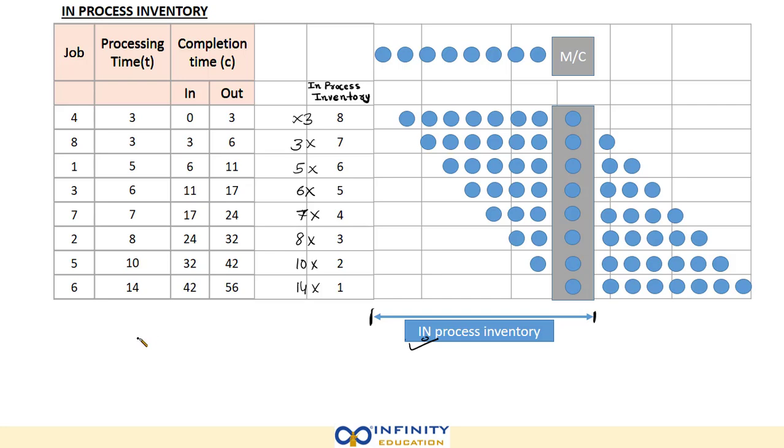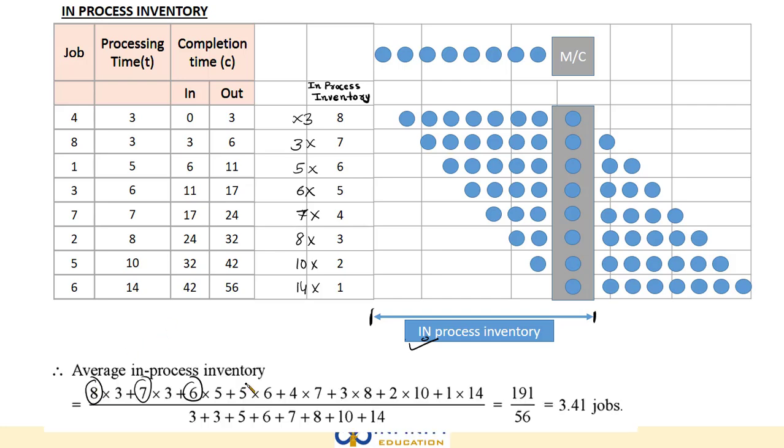Right? So how is the in-process inventory calculated? As you can see, these 8, 7, 6, 5, 4, 3, 2, 1 are the number of jobs which are in process, and these 3, 3, 5, 6, 7, 8, 10 and 14 are the respective times which all jobs have to wait. So average in-process inventory will be 191 divided by 56. What is 56? 56 over here is equal to the processing time. So the answer for the average in-process inventory will be 3.41 jobs.